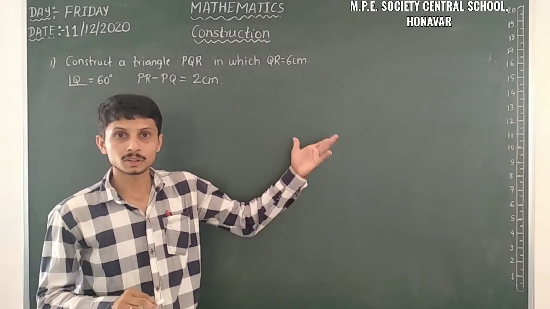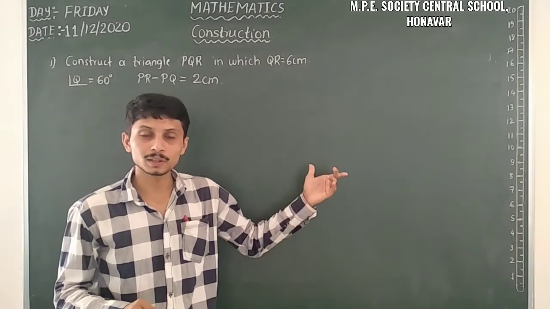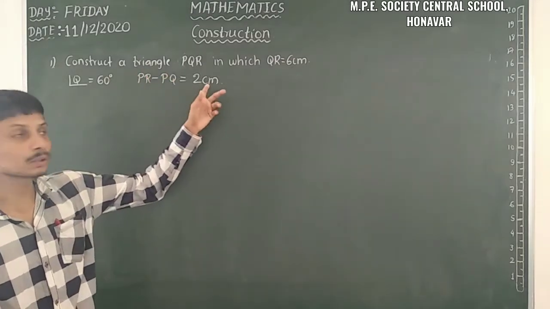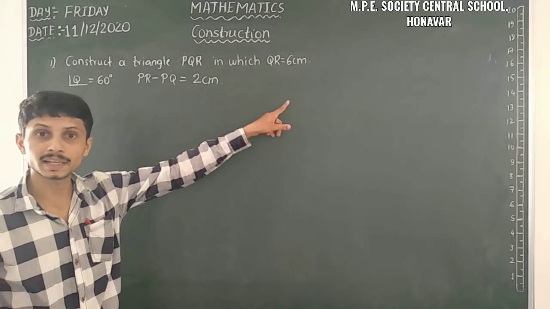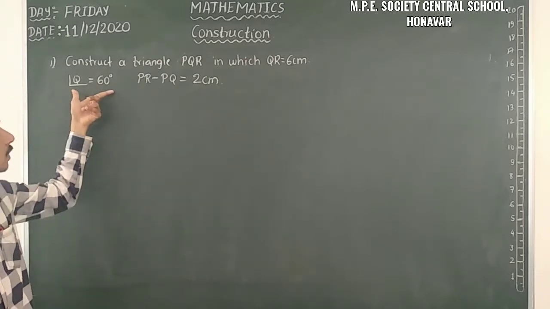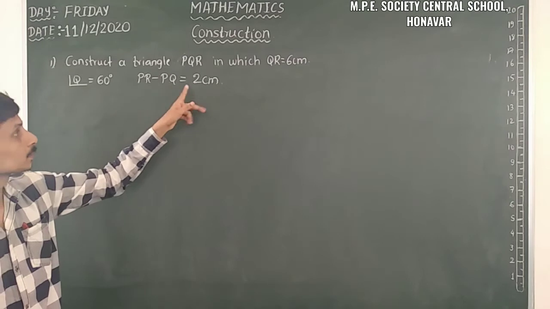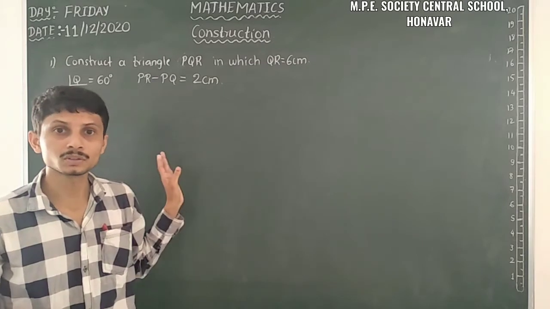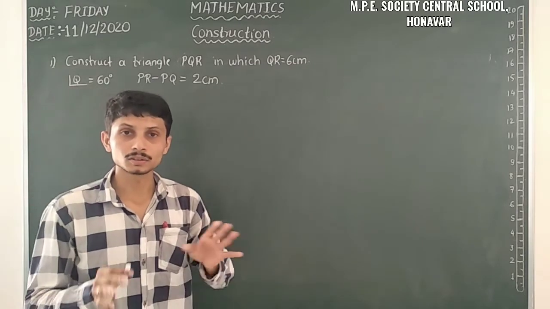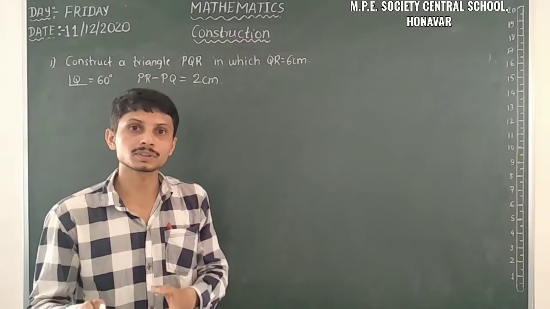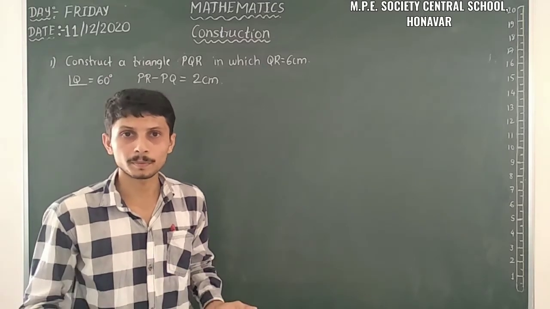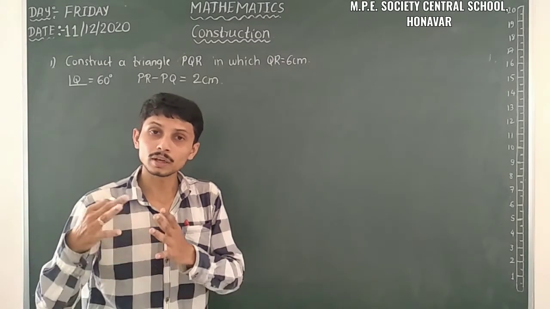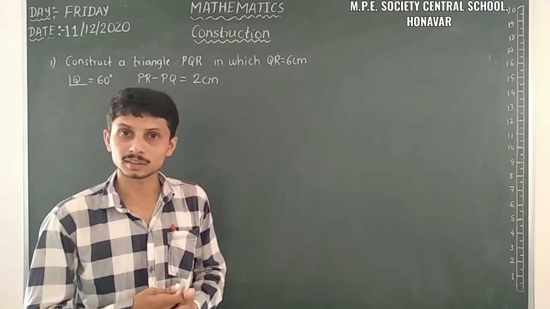Example for this construction 11.5 in case 2. Here we have to construct a triangle PQR in which QR is equal to 6 cm, base angle Q is equal to 60 degree, and PR minus PQ is equal to 2 cm, it is given here. So using this information, you have to construct a triangle. You can construct your own. Just pause the video, you can draw yourself, no problem. And those who are having doubts, you can see here, or you can verify after the construction also.